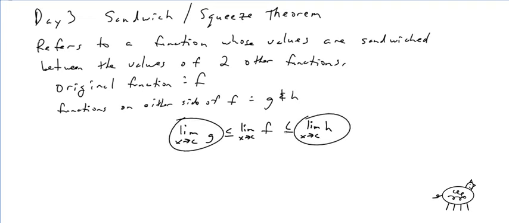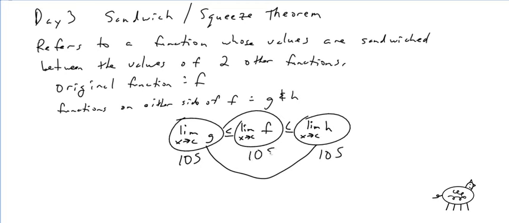Let me start out with an example. If these two are the same, then that would also be the same value. So if let's say this came out to be 105, and this came out to be 105, my favorite number, that means that would actually be equal to 105, right? Because if it's between 105 and 105 with an equal sign, then it's got to be equal to that value, 105.